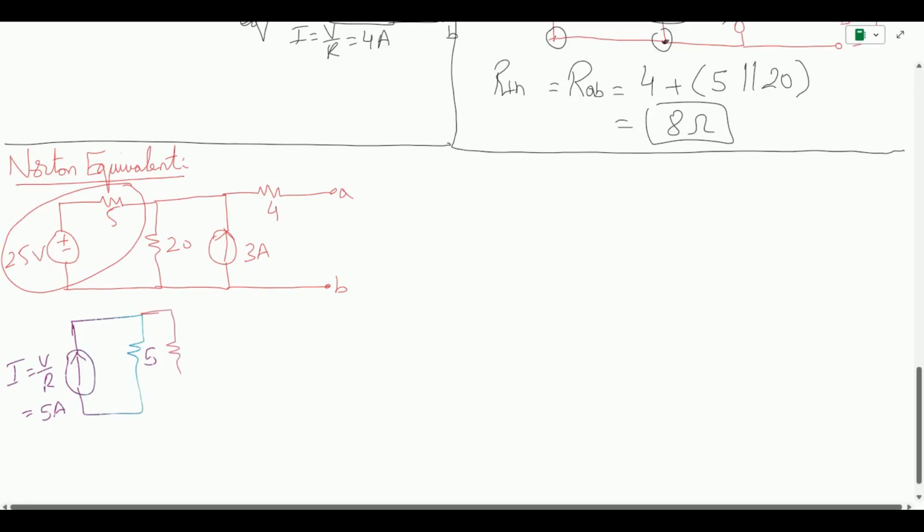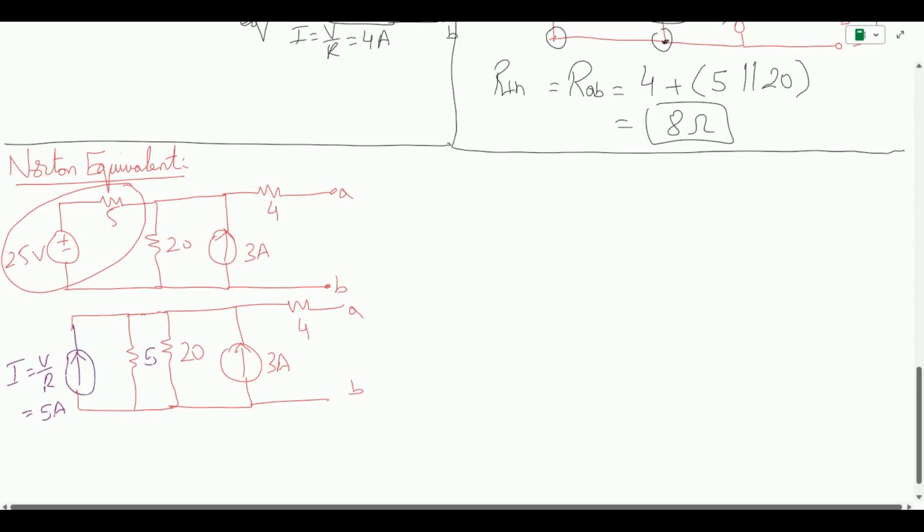So I have 20 ohm in parallel now. I had this connection over here, and this is the 5 ohm, this is the 20 ohm. Now I have the current source 3 amps, then I have the 4 ohm with its terminal AB.